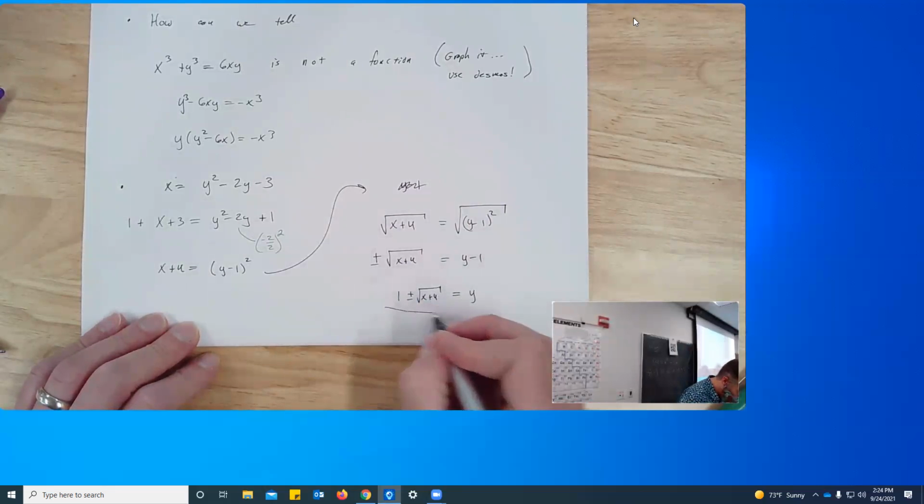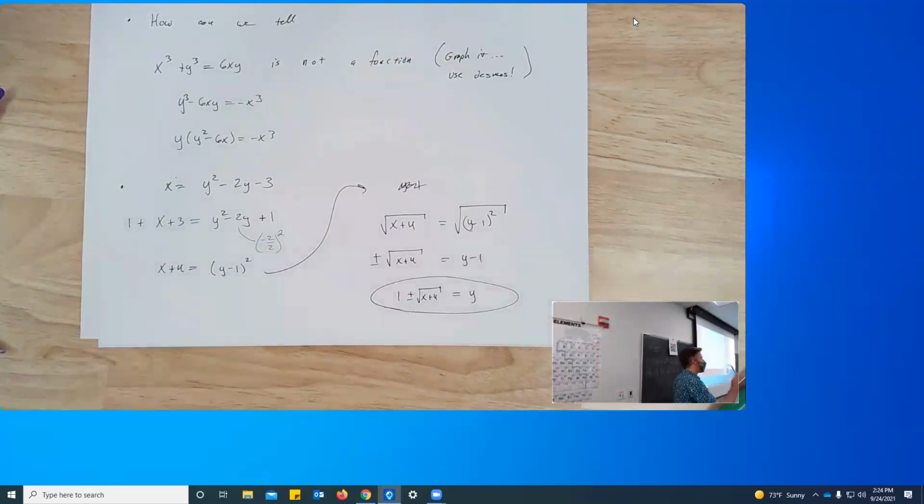And that's a problem. Specifically, the plus or minus is the problem. Because now, for example, if x were 0, y could be 1 plus the square root of 4, which is 3, or 1 minus the square root of 4, which is negative 1. One x input corresponds to 2 y outputs. That means it's not a function.